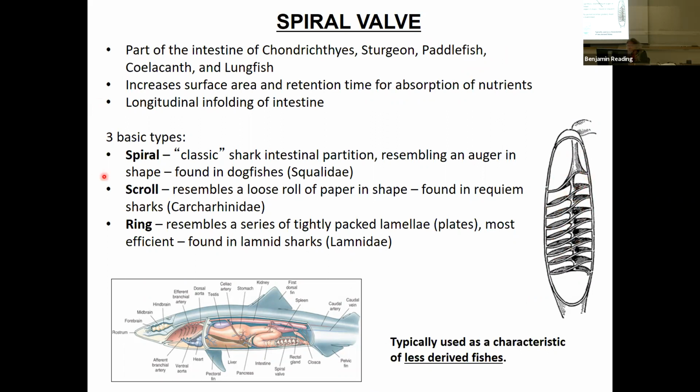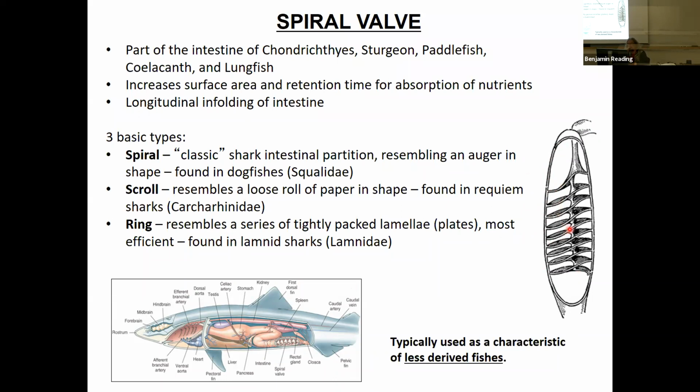So there's a few different types of spiral valves here. Some are what we call a corkscrew shaped spiral valve. Other ones are more scroll-like. If I took a sheet of paper and sort of rolled it up, you see this scroll-like shape. And some are just sort of rings. There are a series of plates, for instance, where there's just sort of invaginations in the side.